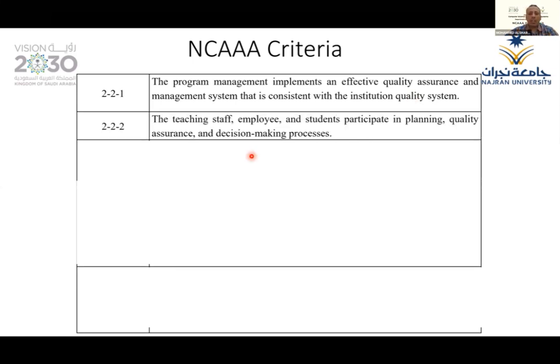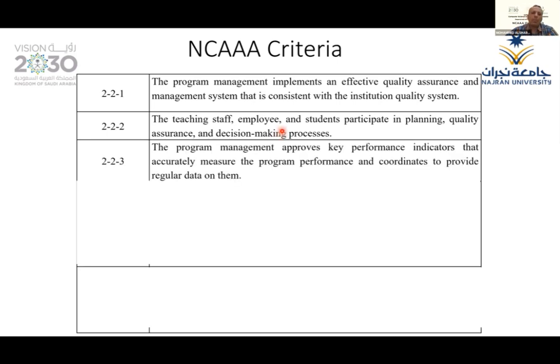Teaching staff, employees, and students participate in planning, quality assurance, and decision making. As we said, teaching staff mainly contribute to the planning; they work in the curriculum committee and in defining learning outcomes, all these things. In quality assurance and decision making, we take their opinions. Program management approves key performance indicators that accurately measure the program performance and coordinates to provide regular data on them. Alhamdulillah, we have certain defined KPIs, and we talked about that. This is an essential criterion.